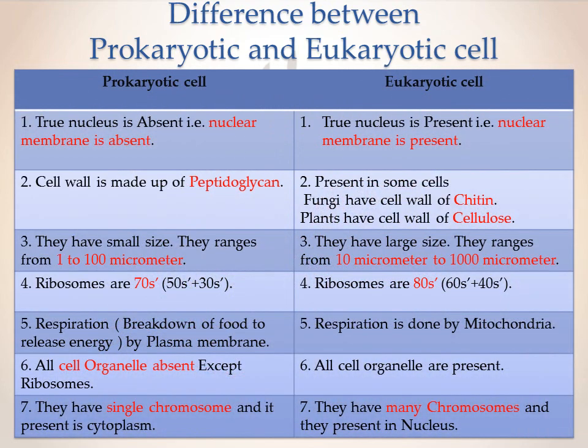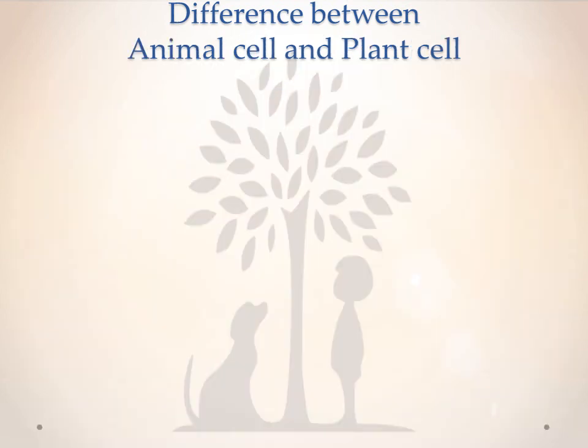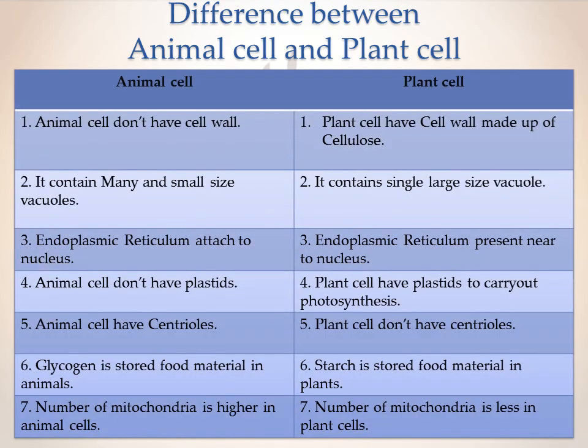Now we have already finished this, that is the difference between prokaryotic cell and eukaryotic cell. I hope you all get it. Now we are going to discuss the difference between animal cell and plant cell. Here we go, one side represents the animal cell and the other side represents the plant cell.